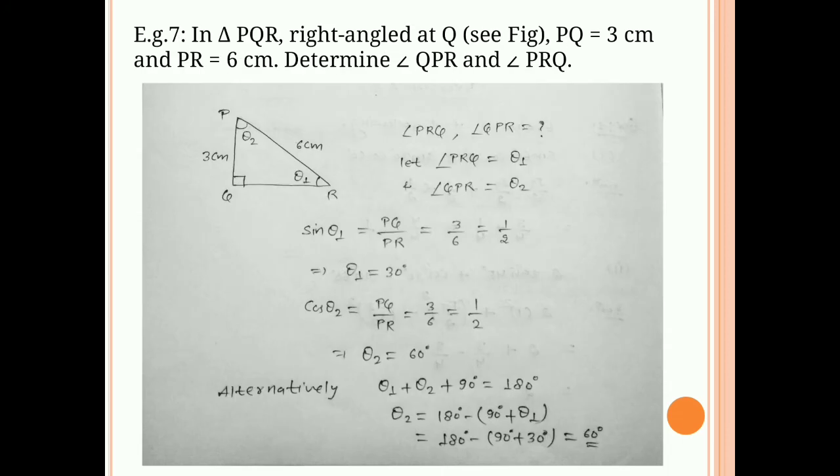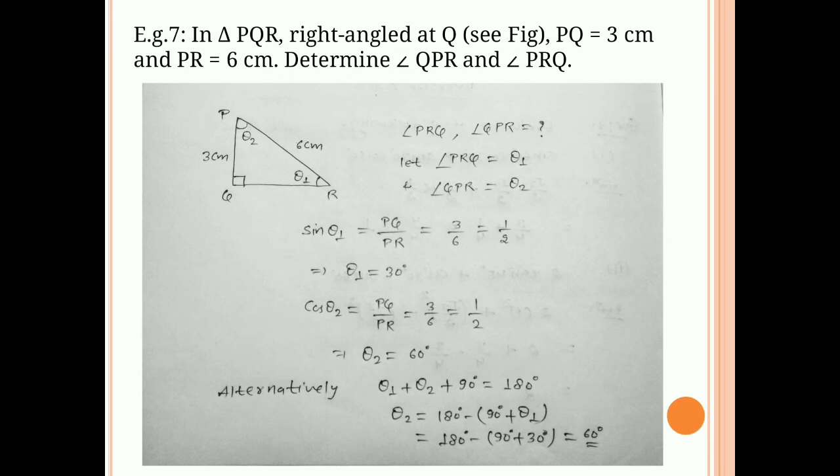Let's see the next example. In triangle PQR, right angled at Q, PQ is 3 cm and PR is 6 cm. Determine the angle QPR and angle PRQ. So in this triangle PQR, angle Q is 90 degrees, PQ is given as 3 cm, and PR is 6 cm. So we have to calculate angle P and angle R. Let's take angle R as theta 1 and angle P as theta 2.